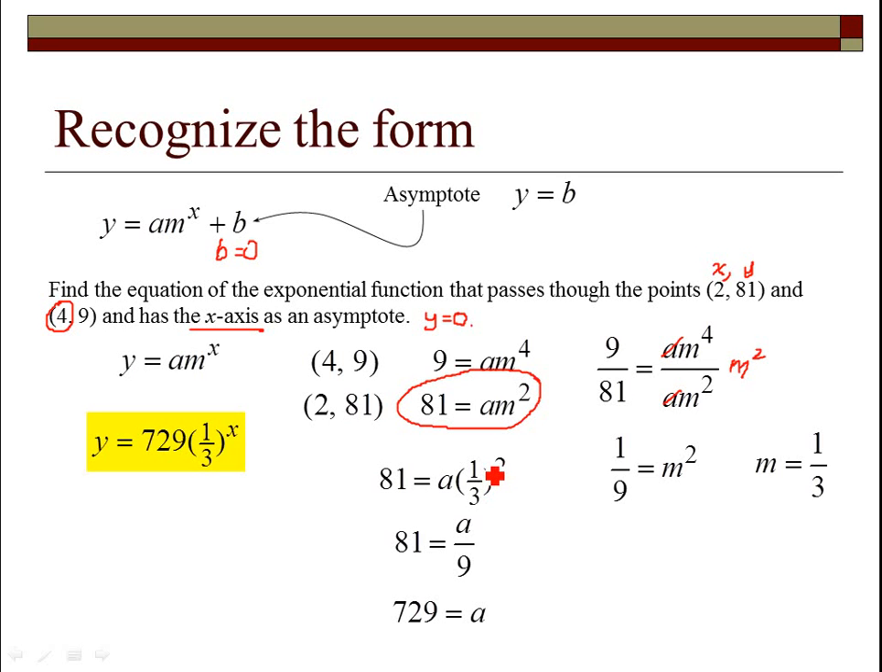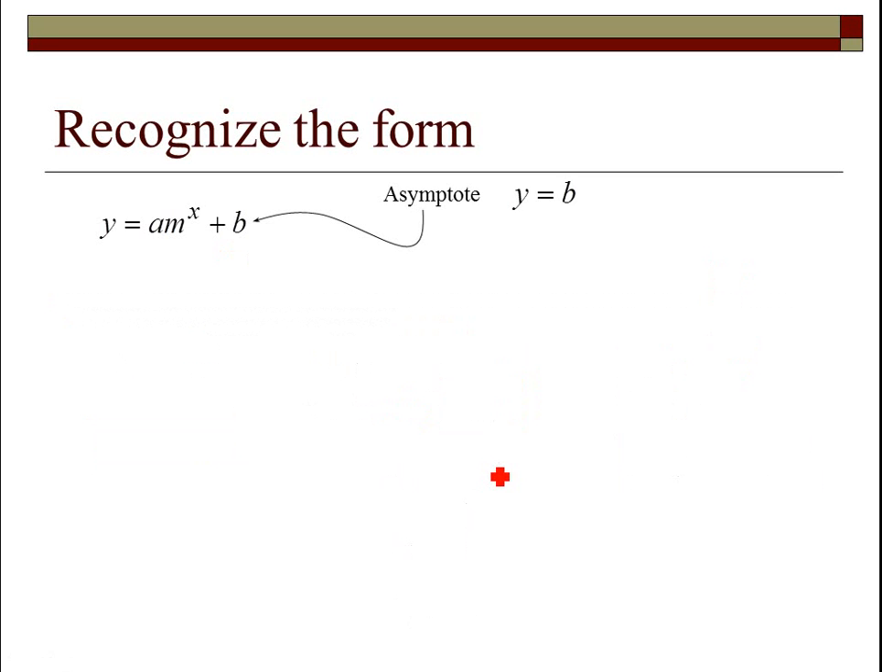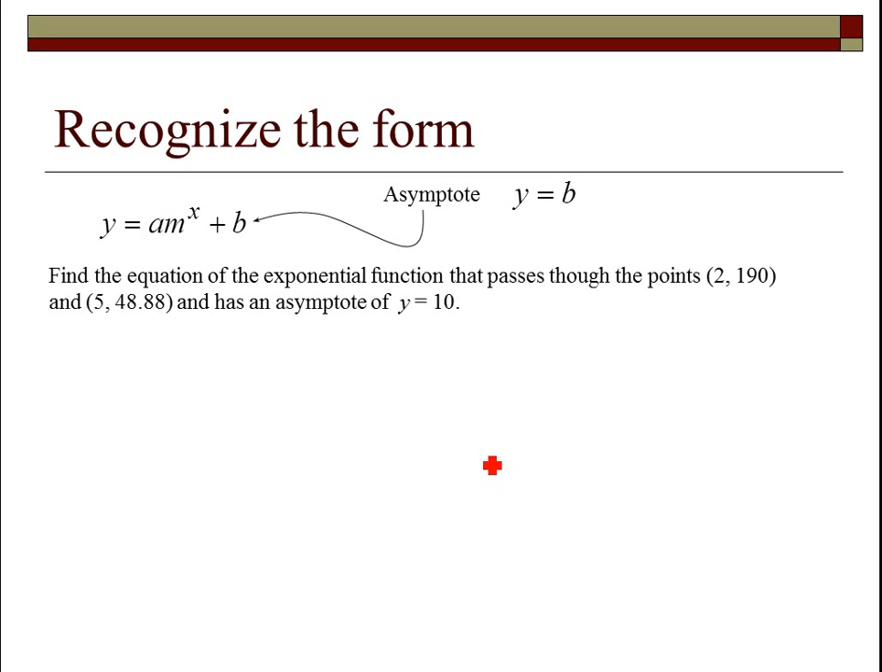Okay, let's look at one where we don't have the x-axis as an asymptote. So we're going to use the same kind of format and realize that b is going to determine your asymptote. So I'm going to find the equation of the exponential function that passes through the points (2, 190) and (5, 48.88) and has an asymptote at y equals 10. Well, that tells me right now that b is going to equal 10.